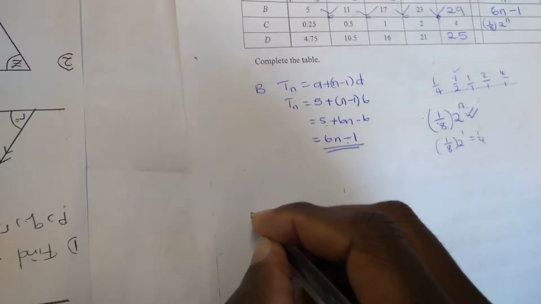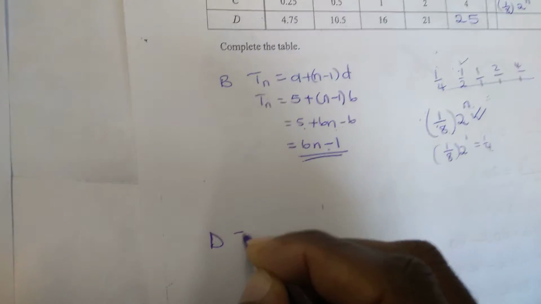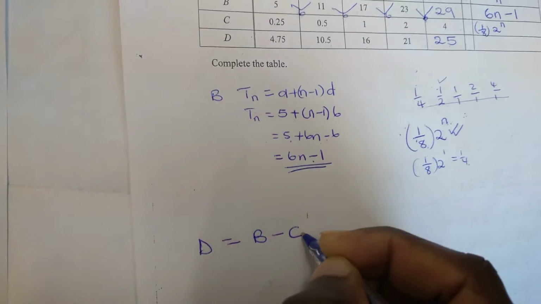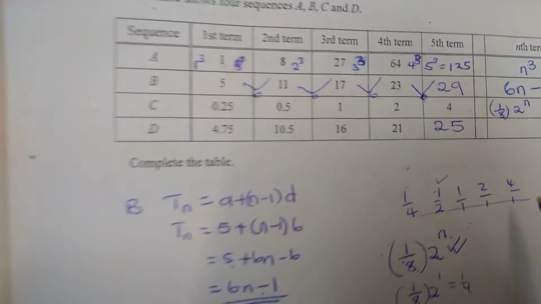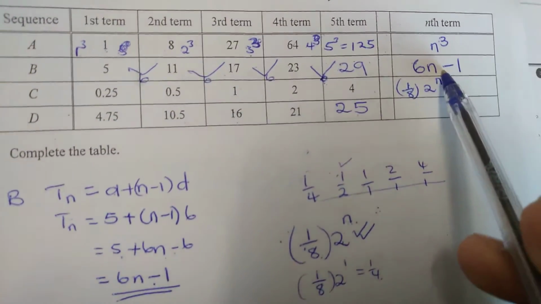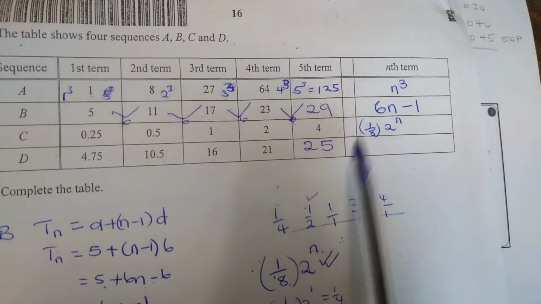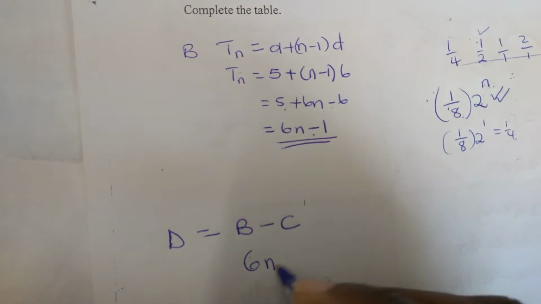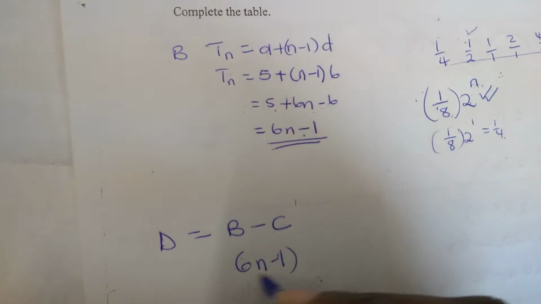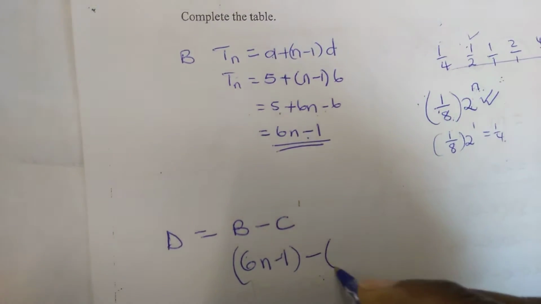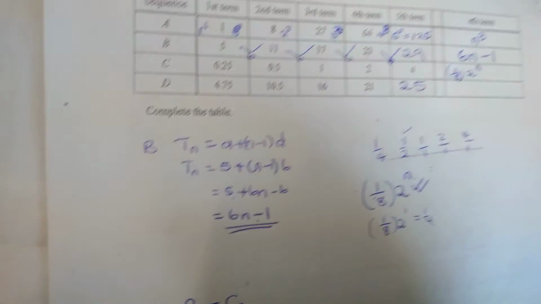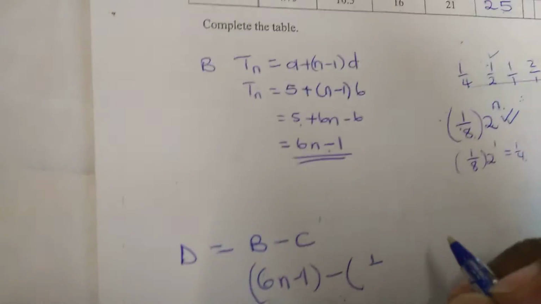So in general, sequence D is equal to sequence B minus sequence C. In other words, if we go back to the sequences, sequence B is 6n minus 1. So you go and write 6n minus 1 minus sequence C, which happens to be 1/8 times 2 to the power n.